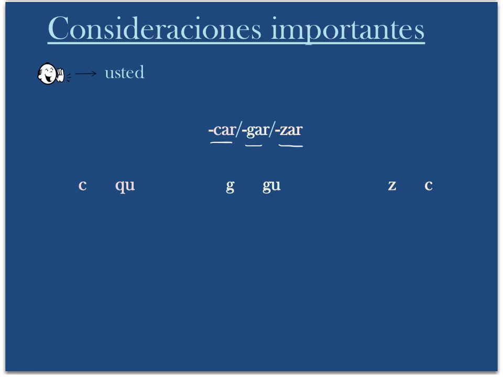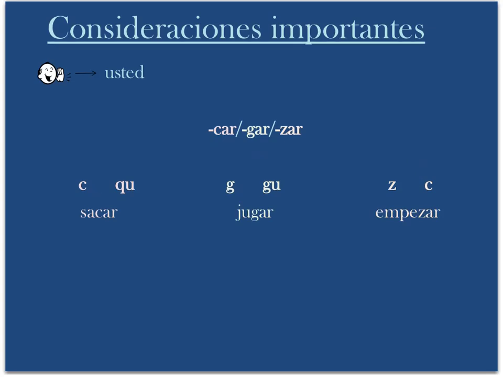So anytime you've got a car verb, when you put it in an usted command, the c is going to turn into a qu. If you've got a gar verb, the g, when you put it into the usted command, is going to turn into a gu. And anytime you have a zar verb and you want to put it into a command, you want to turn the z into a c. These are so that we can still maintain the pronunciation of the infinitive form of the verb.